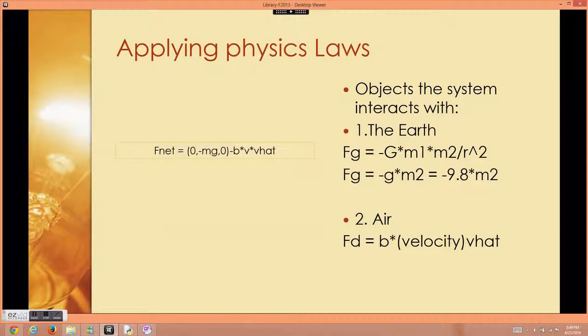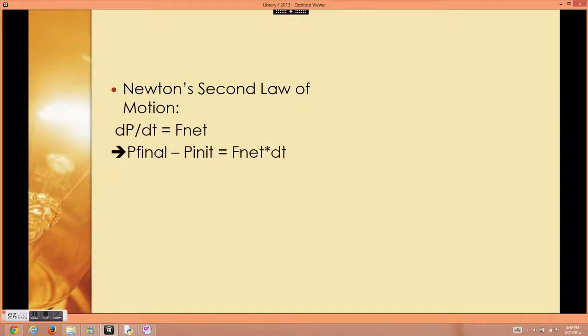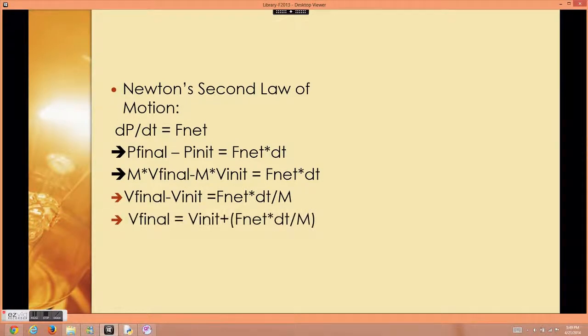In order to do this, we will now apply Newton's second law of motion. Newton's second law says that dp/dt is equal to F net. So P final minus P initial should be equal to F net times dt. This means that m times V final minus m times V initial is equal to F net times dt, and V final minus V initial is equal to F net times dt divided by m, and V final is equal to V initial plus F net times dt divided by m.